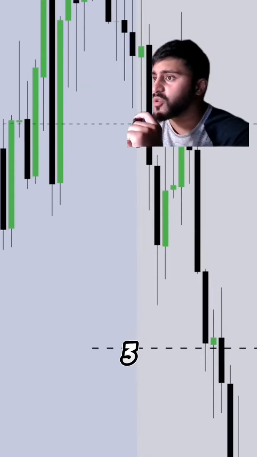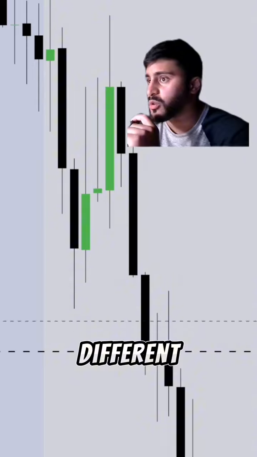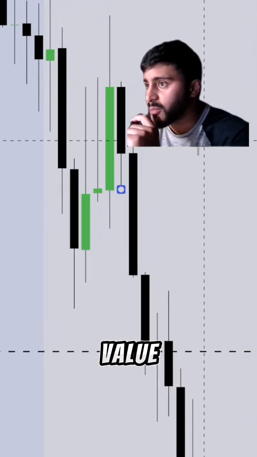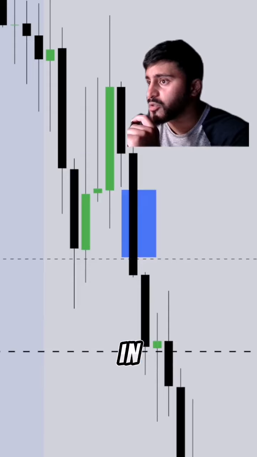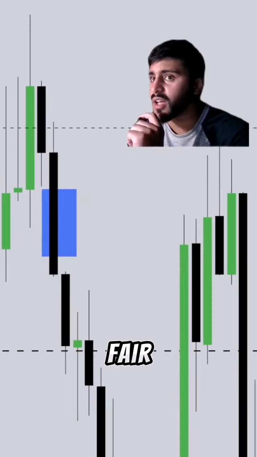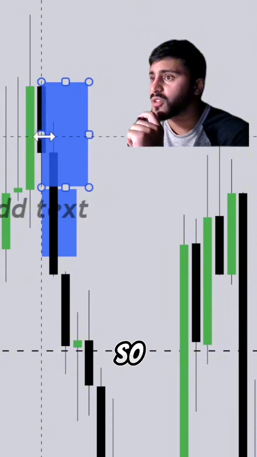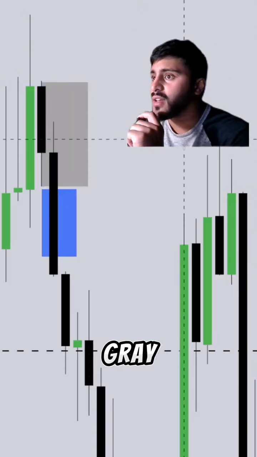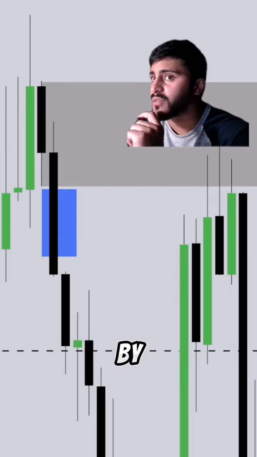And so step three, the most important thing, and this is where traders often mess up: the fair value gap is different from the order block. This is the fair value gap over here. Price leaves a fair value gap over here. I'm going to label this in blue so traders can understand. That is the fair value gap. The order block is the candle or the range before the fair value gap. So the order block I'm going to label in gray. So it's important to understand you're entering off the order block, but it's validated by the fair value gap.